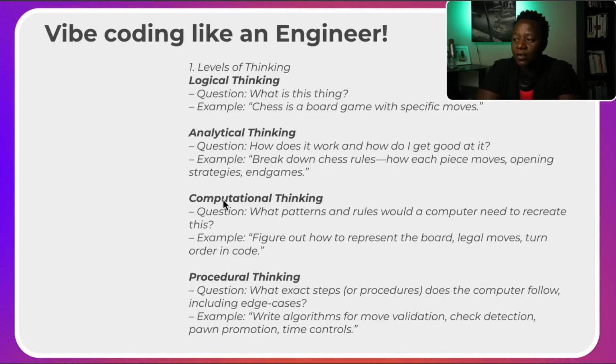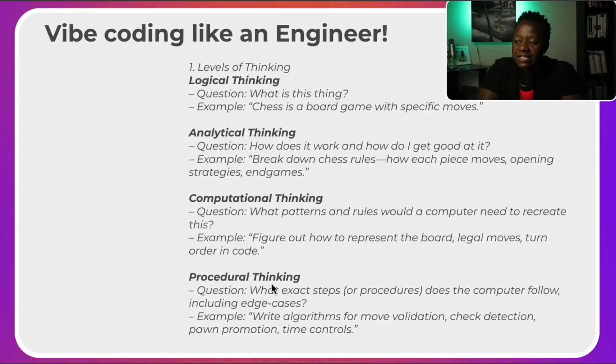And then we have what we call computational thinking. Computational comes from computer, which means now we're dealing with other things other than our own way of thinking. So the question here is, what patterns and rules would a computer need to recreate this thing that we're trying to build? An example would be figuring out how to represent the board, the legal moves, the turn order, all of this in code, because now we're in the computational realm.